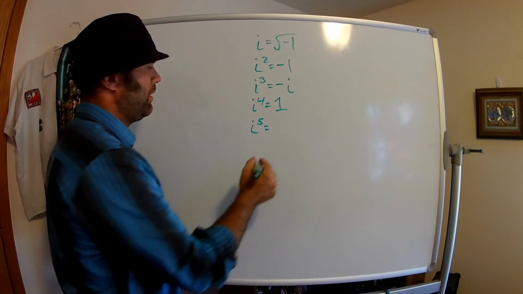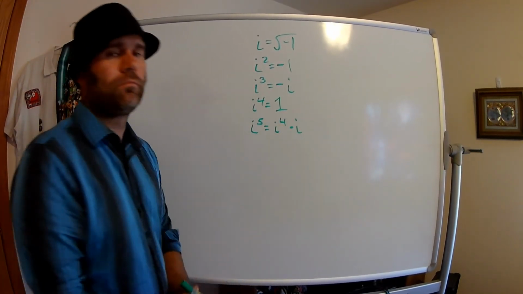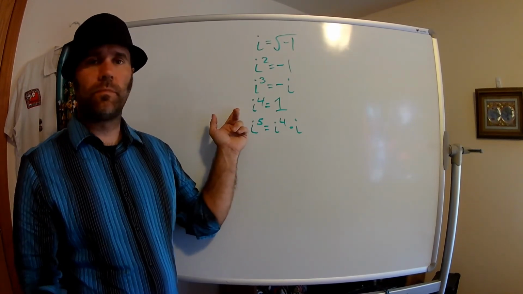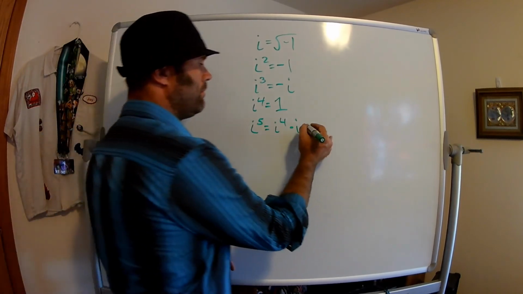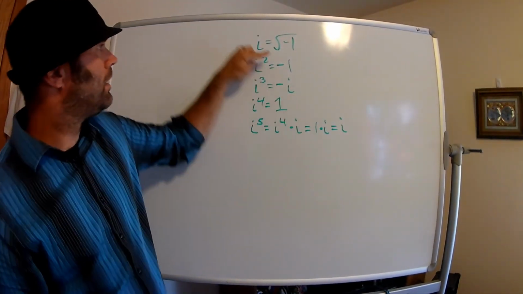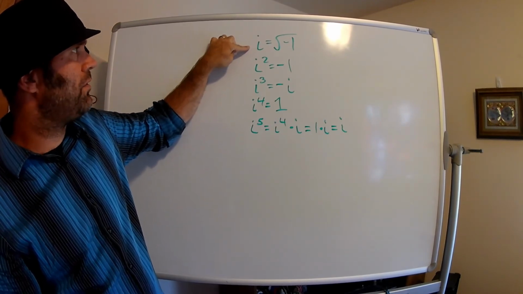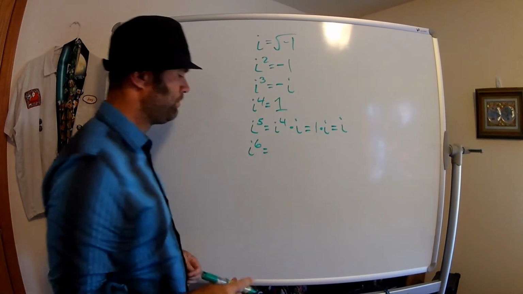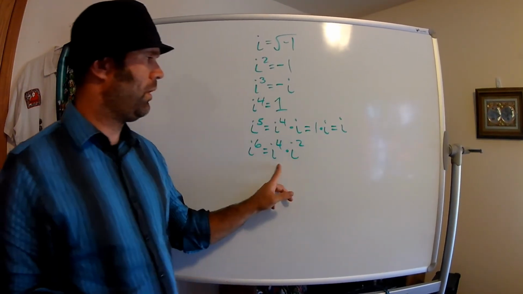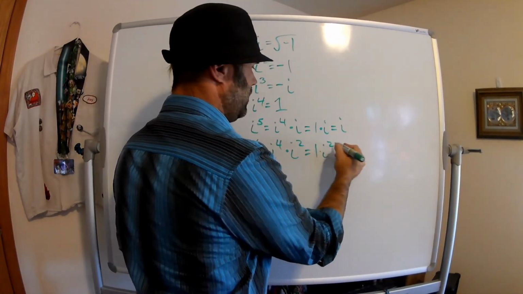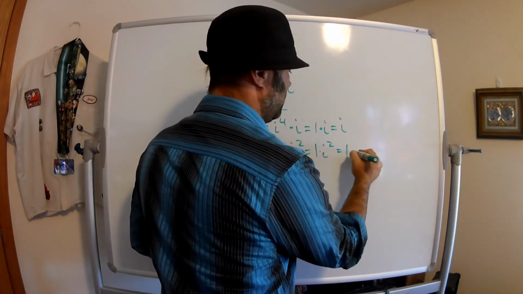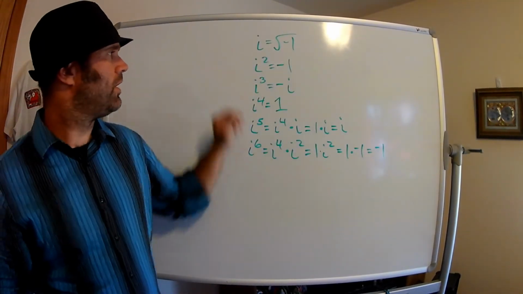So i to the 5th. i to the 5th is i to the 4th times i. What is i to the 4th? It's just 1. 1 times i. That's just i. i to the 5th is i. So if i to the 5th is i, what is i to the 6th? Well, i to the 6th is just i to the 4th times i squared. And i to the 4th is just 1. 1 times i squared. Well, we know i squared is negative 1. So i to the 6th is negative 1.